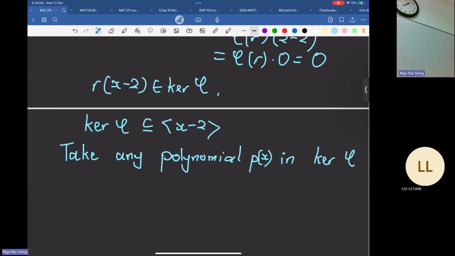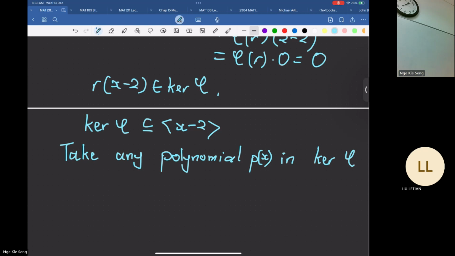If you want to show that this is in the principal ideal, meaning what? This polynomial has to be written as a multiple of X minus 2 without remainder. The remainder is 0. Make sense or not? You want to write P(X) as a multiple of X minus 2, meaning X minus 2 has to divide P(X) without remainder. Make sense?